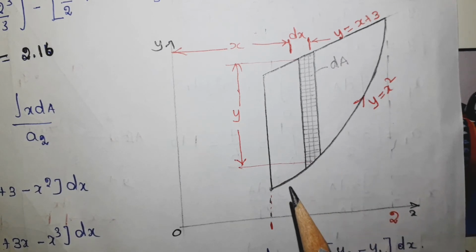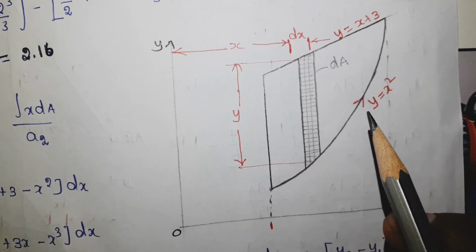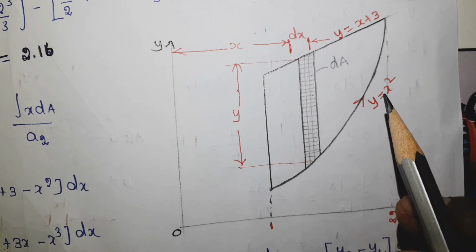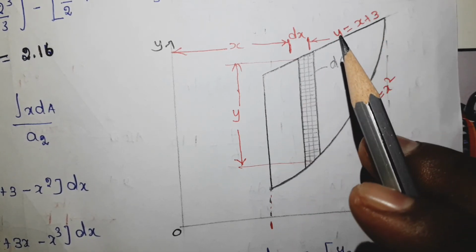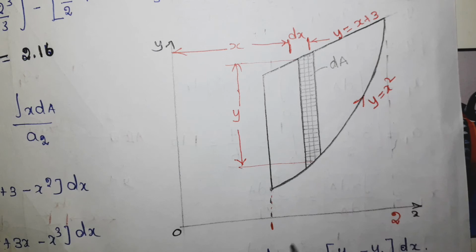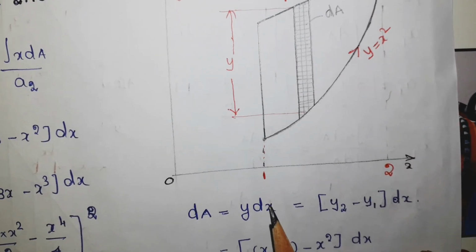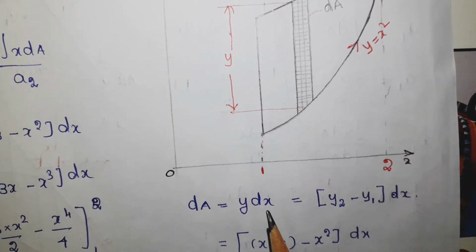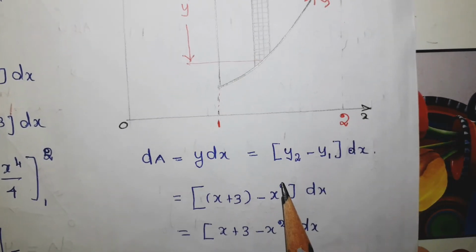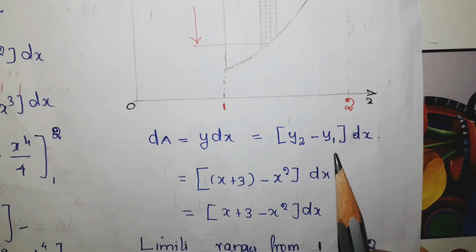And if you look again, here is the curve where the equation is y equal to x square. Here is a straight line where the equation is y equal to x plus 3. Now the formula for dA is y into dx. Now as I told earlier, y is a variable, so it can be written as y2 minus y3 into dx.